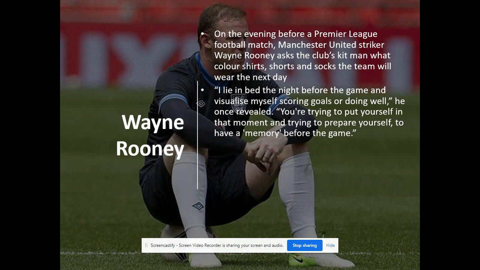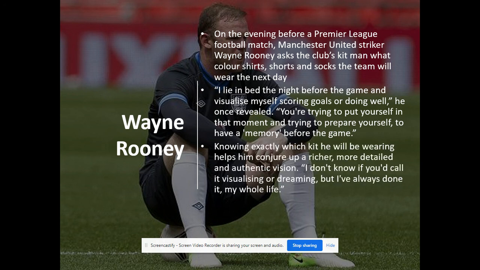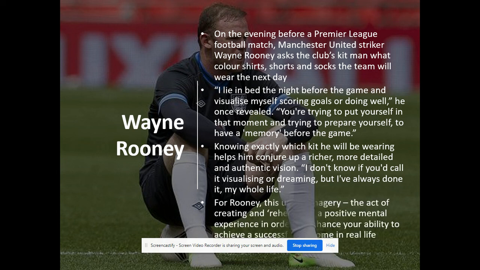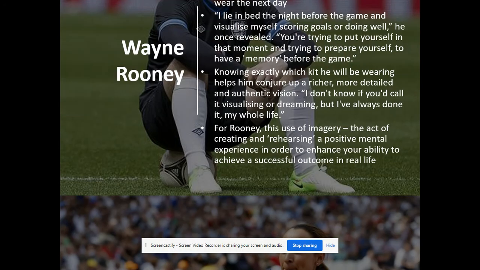Okay, so we're looking at that rehearsing, that imagery, visualization. Knowing the exact kit he will be wearing helps him conjure up a richer, more detailed and authentic vision. I don't know if you'd call it visualization or dreaming. I've just always done it my whole life. Okay, so he needs that extra detail to make sure that he can visualize that positive outcome. For Rooney, this use of imagery is the act of creating and rehearsing a positive mental experience in order to enhance his ability to achieve a successful outcome in real life.